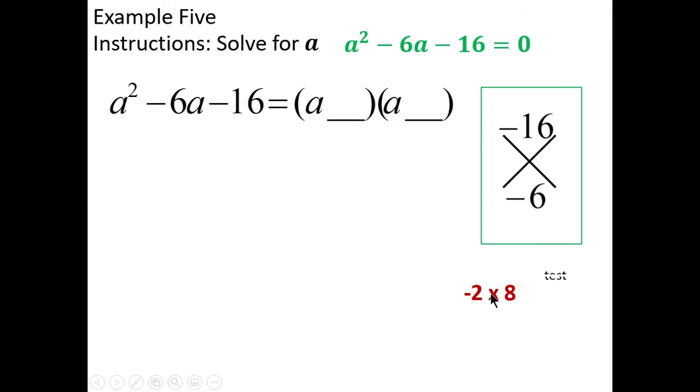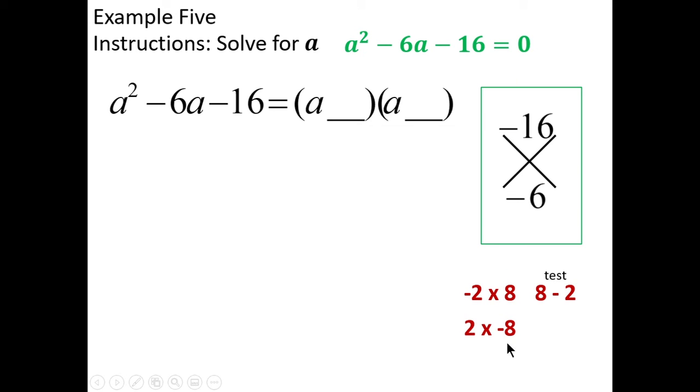But does it give you the negative 6? Well, let's see. You have 8 positives and you take away 2 negatives. So you get more positives than negatives, so the answer is going to be positive. So no, this gives you a positive 6 and you want a negative 6. So we're going to have to try something else: something you multiply together to get to a negative 16 and add to get to a negative 6.